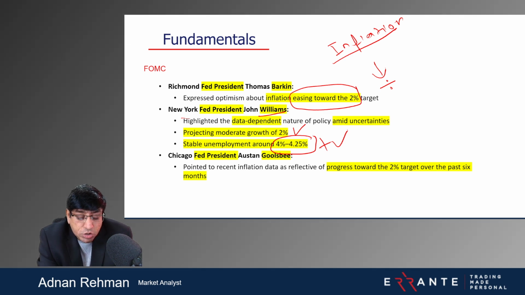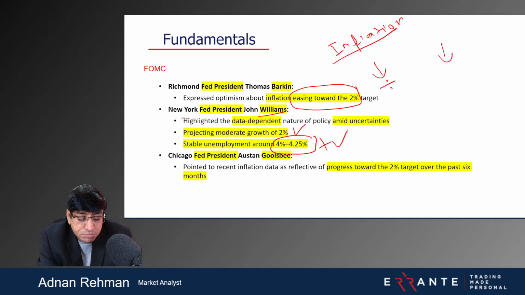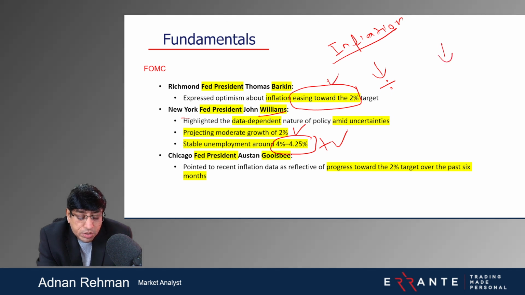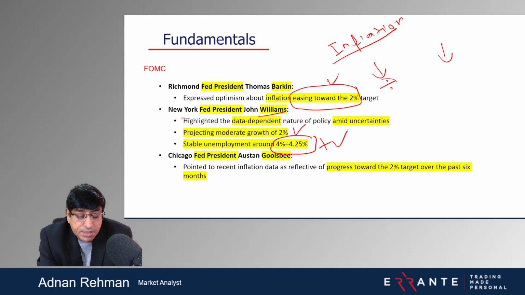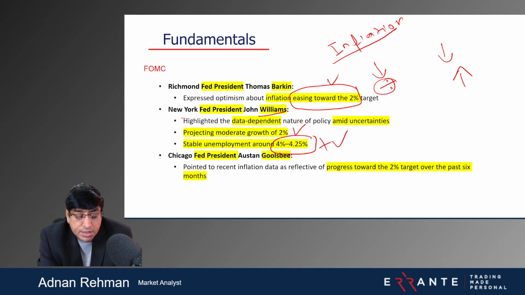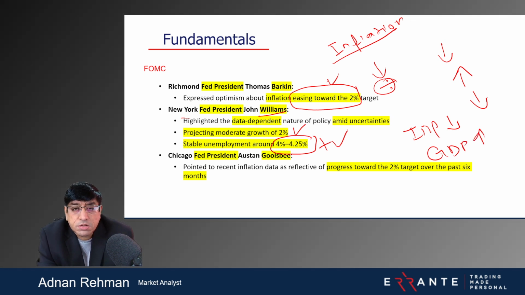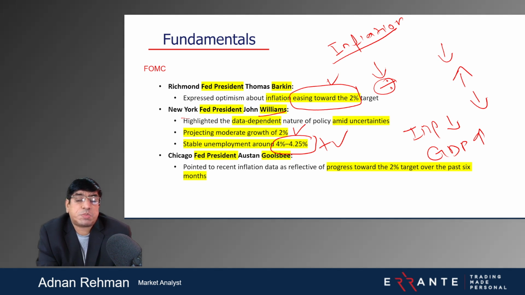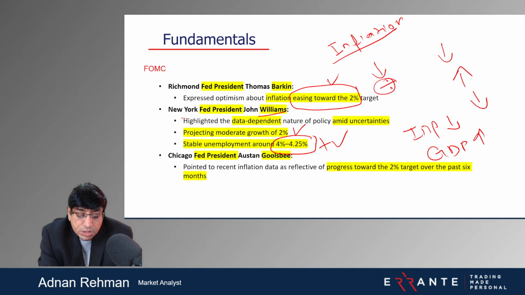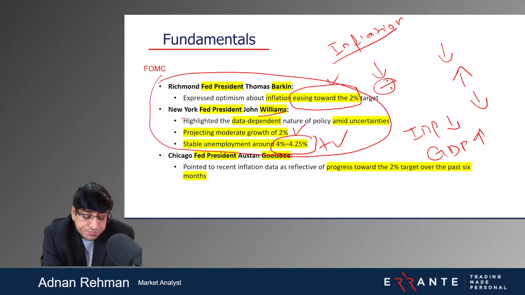So what is happening? Your inflation is going down according to this guy, and this guy is saying I'll be data dependent. And the other guy is saying the GDP is up and unemployment rate is down. So whenever you have your inflation down and GDP up, this is good for your economy. That's what I explained when I was explaining the stagflation type of stuff. So this is a mixed picture from all these three guys as well.